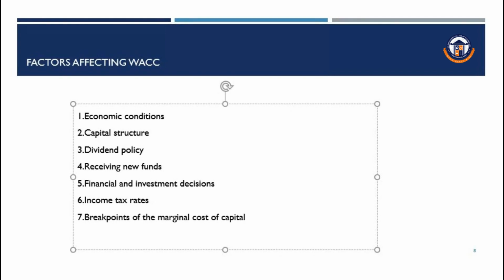The fifth one is financial and investment decision. When a business gets new share capital, they have to maintain the cost of funds provided for using their capital. If they find it too risky, then both the creditors and the shareholders will expect high rewards. The sixth one is income tax rates. Any business after earning money deducts interest charges and tax charges. Therefore, high tax rates will affect the cost of capital and vice versa.